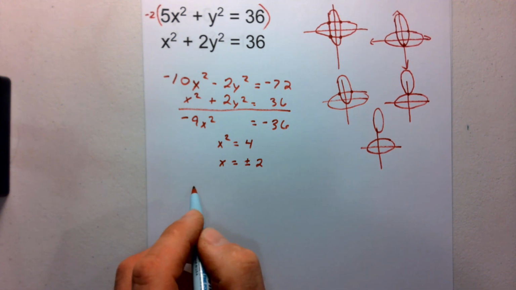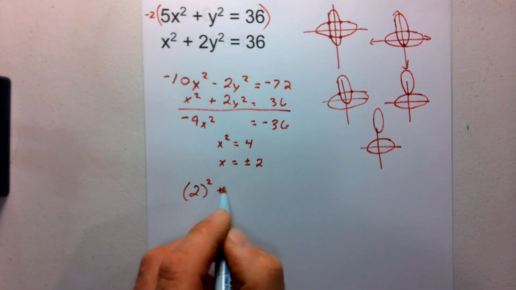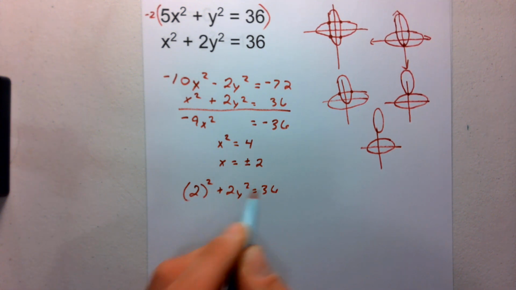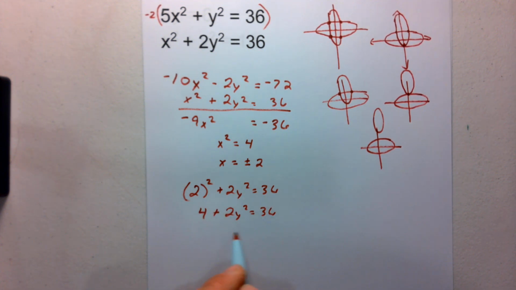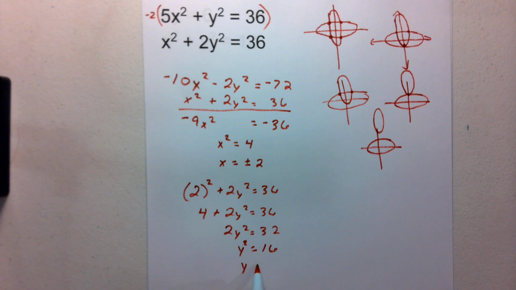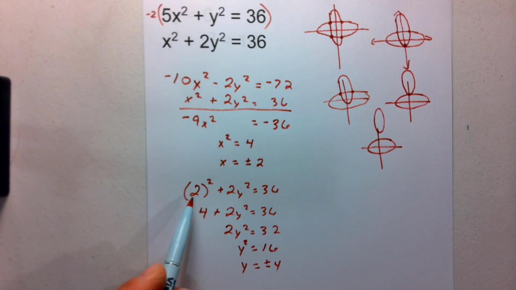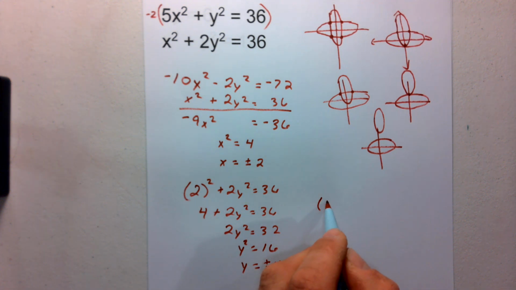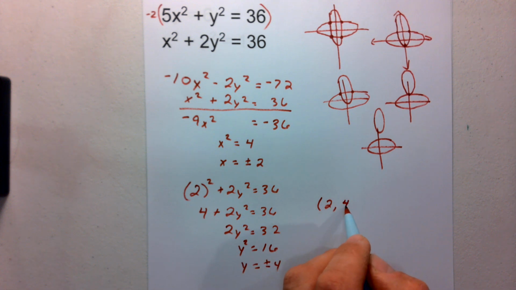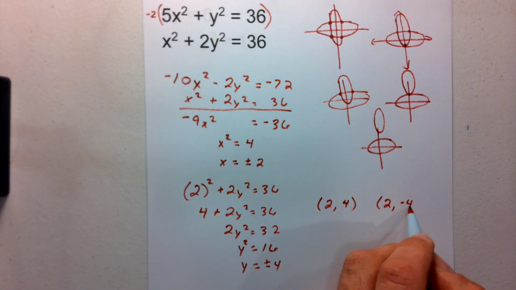So I'm going to plug in my 2 to start with. So I get 2 squared plus 2y squared equals 36. 4 plus 2y squared is going to equal 36. Subtract my 4. So 2y squared is going to equal 32. I'm going to divide by 2, and y squared is going to equal 16. If I take the square root of both sides, y is going to equal plus or minus 4. So when I plugged in a positive 2, I got 2 different answers. So I have a positive 2, and I could have 4, or I could have positive 2, negative 4. So there's going to be 2 of my solutions.